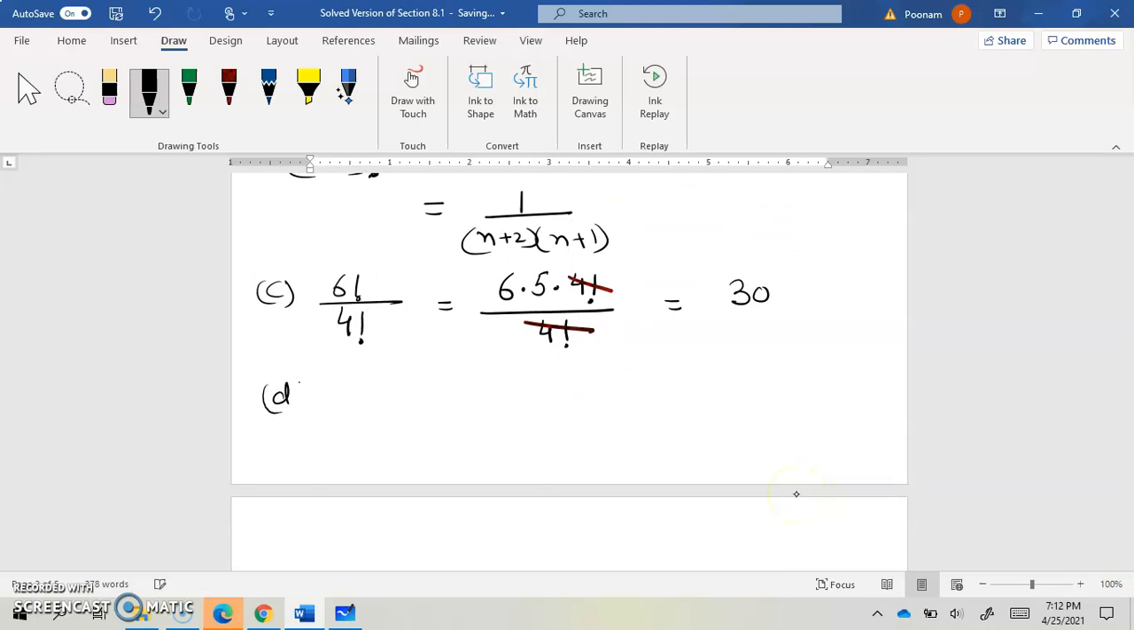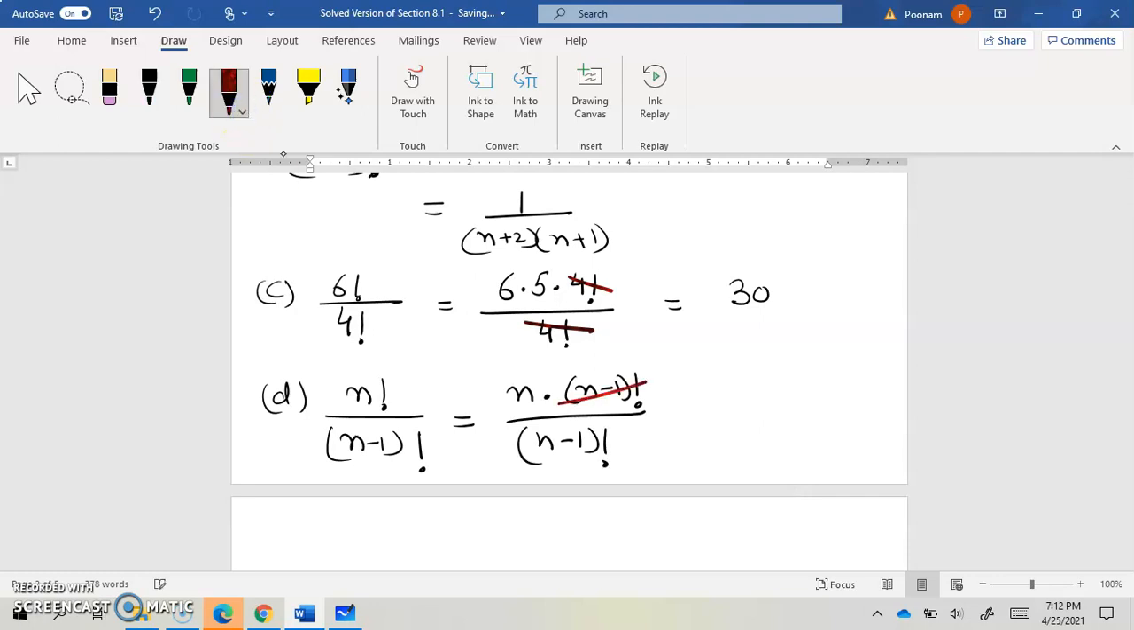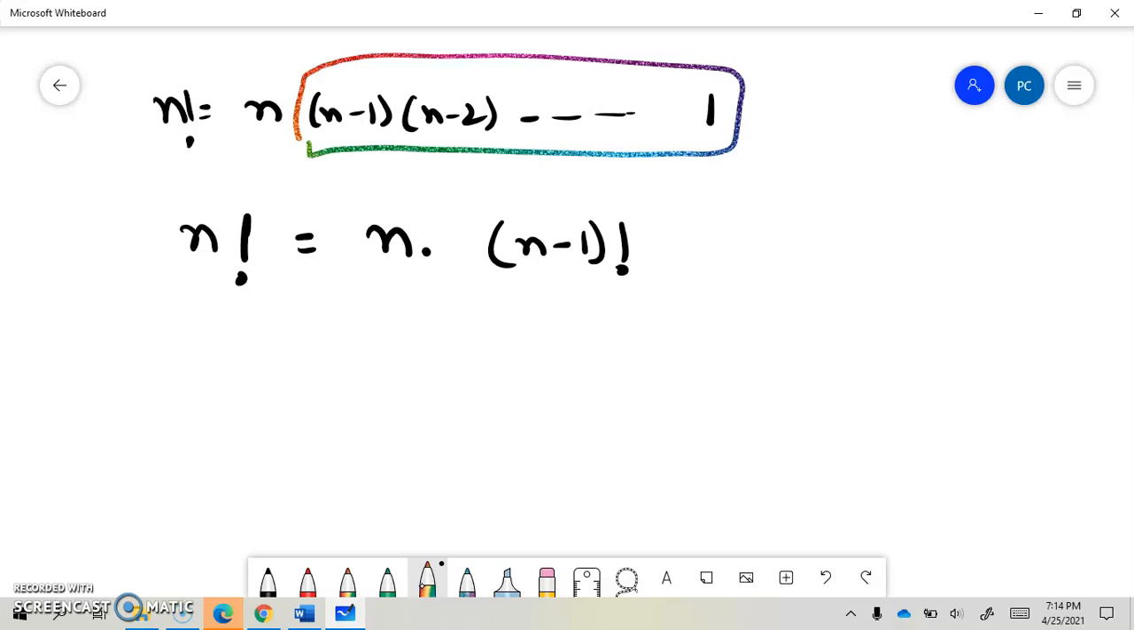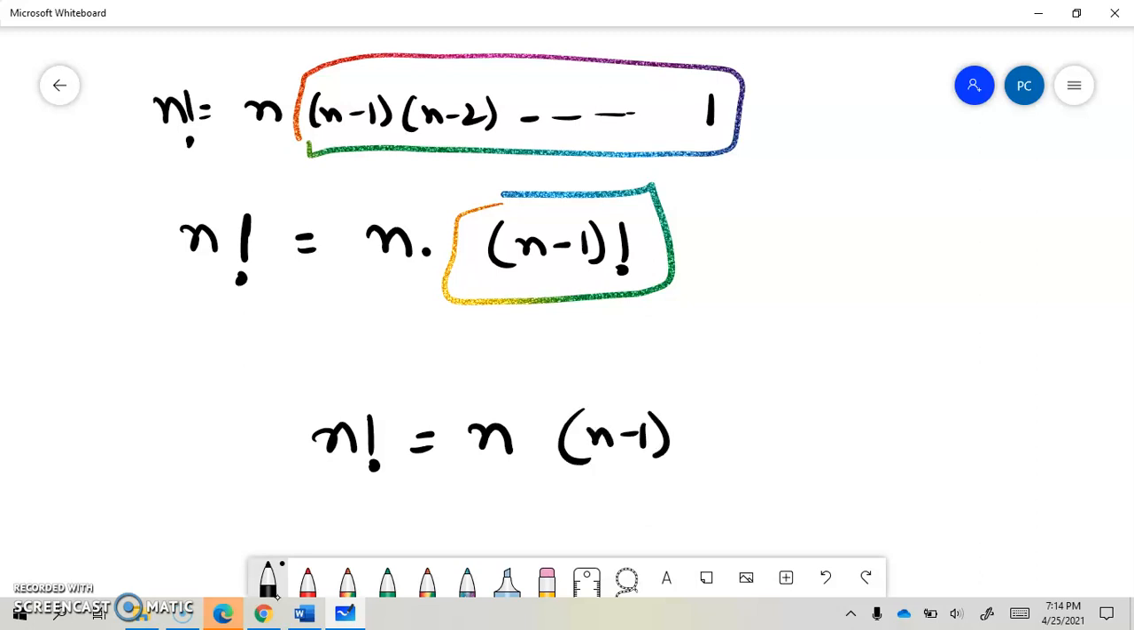Last part, we have n factorial divided by n minus 1 factorial. Think of similar terms. When I open n factorial, it is n times n minus 1 times n minus 2 and so on until 1. What if I don't expand all that and write it as n minus 1 factorial, and I am not expanding the denominator either? Whatever the denominator is, it's the same as this number, so they divide each other and cancel. We are left with n. So if you notice, n factorial can be written as n times n minus 1 times n minus 2 and so on till 1. This whole portion is just n minus 1 factorial. So the formula is n factorial is equal to n times n minus 1 whole factorial.